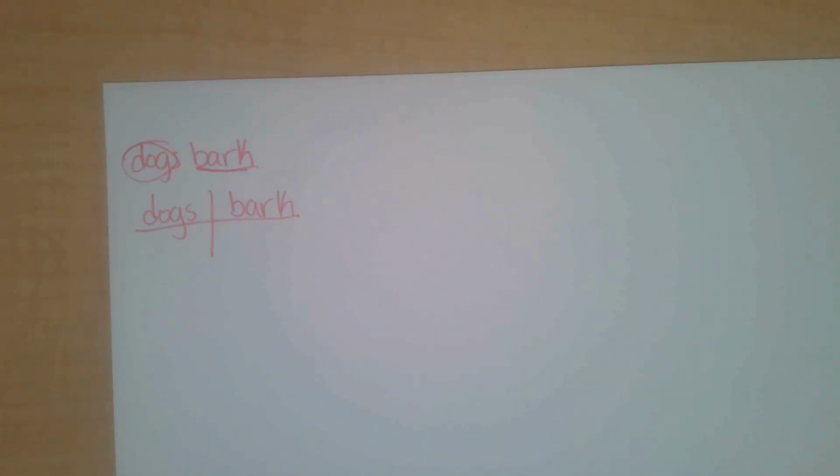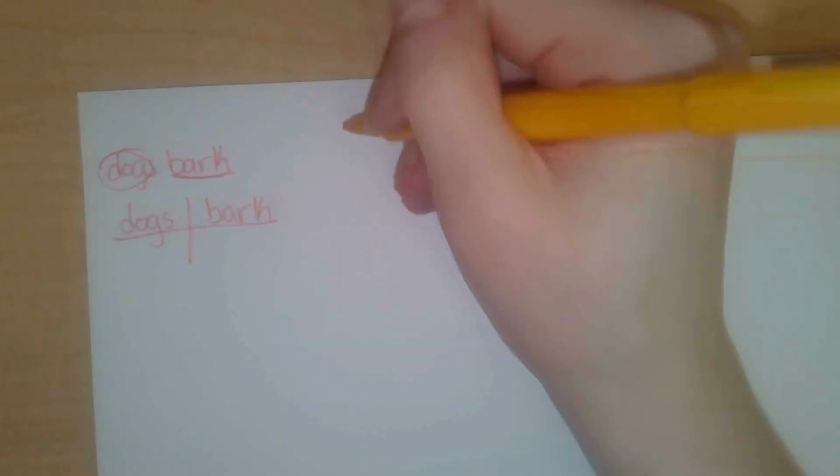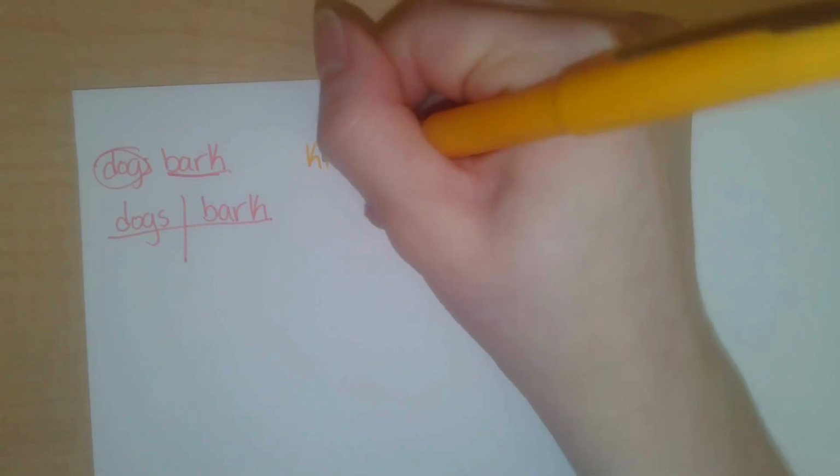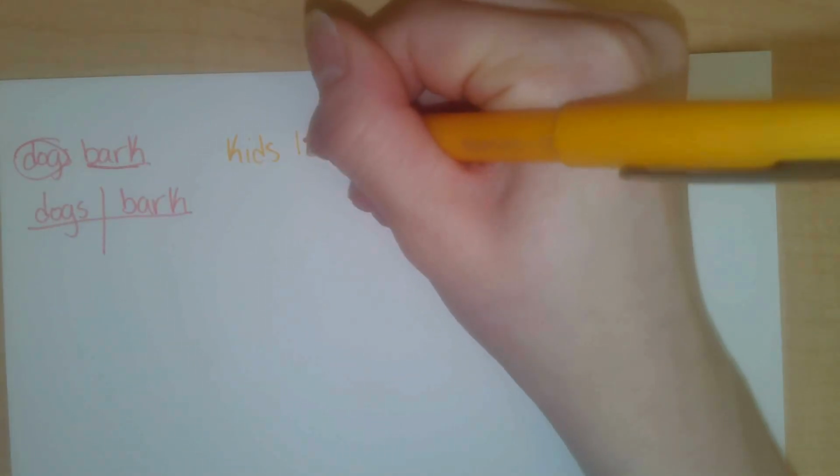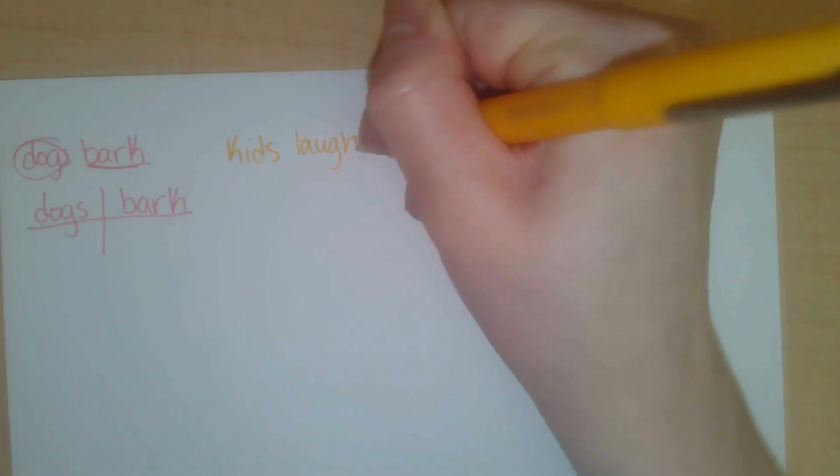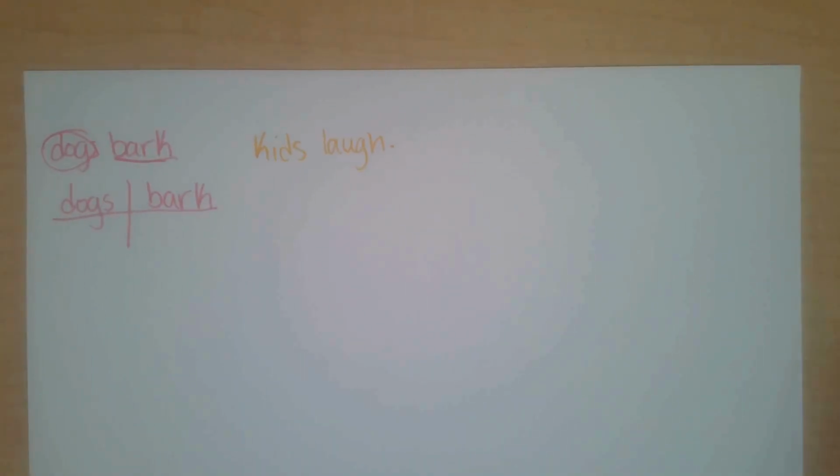Now, we have our next sentence. I'm just going to tell you. It's kids laugh. Another pretty simple one. Kids are the ones doing something.